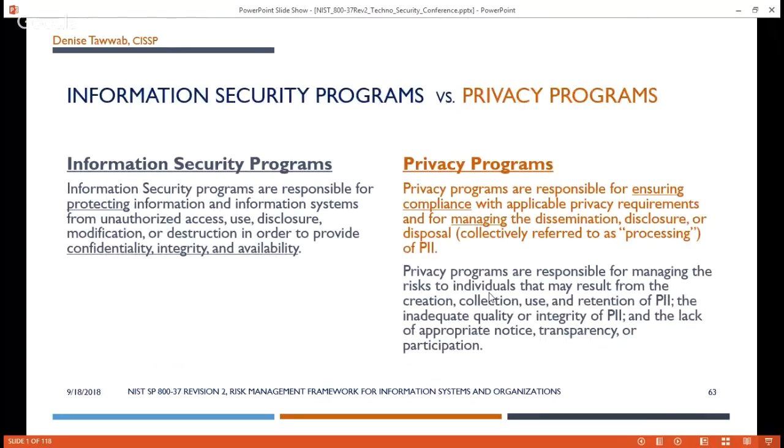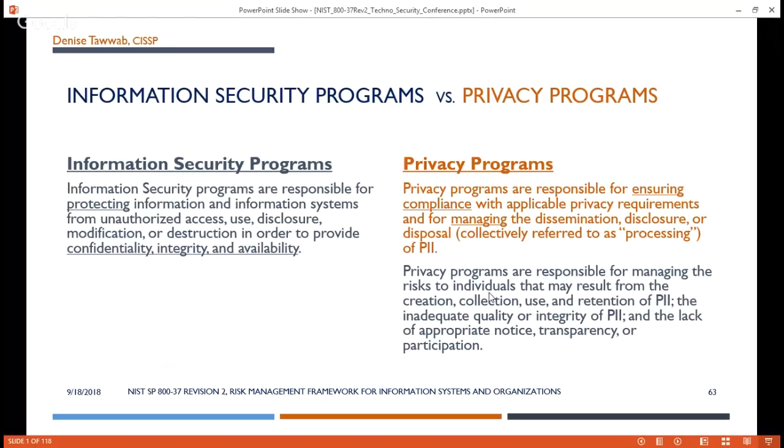Okay, information security programs versus privacy programs. What's the difference? Information security programs are responsible for protecting information and information systems from unauthorized access, use, disclosure, modification, or destruction in order to provide confidentiality, integrity, and availability. Privacy programs, on the other hand, are responsible for ensuring compliance with applicable privacy requirements and for managing the dissemination, disclosure, or disposal, collectively referred to as processing, of PII.